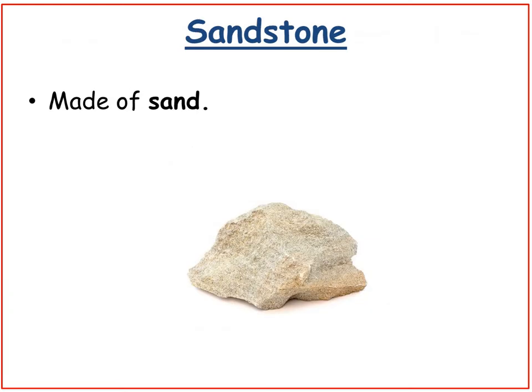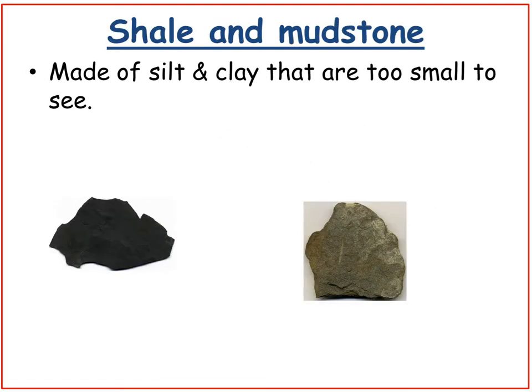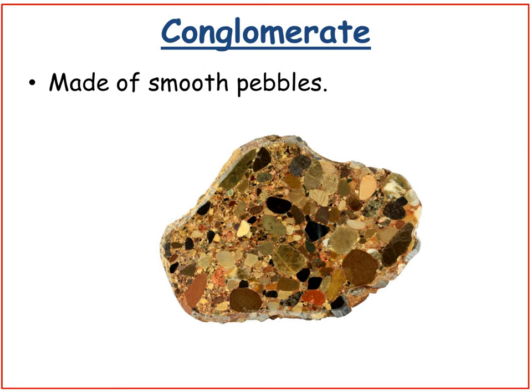So some examples, you've got sandstone, which is made of sand. Limestone, which is made of shells and skeletons of marine organisms. Shale and mudstone, which is made of silt and clay that are too small to be seen by the naked eye. Conglomerate, which is made of smooth pebbles.